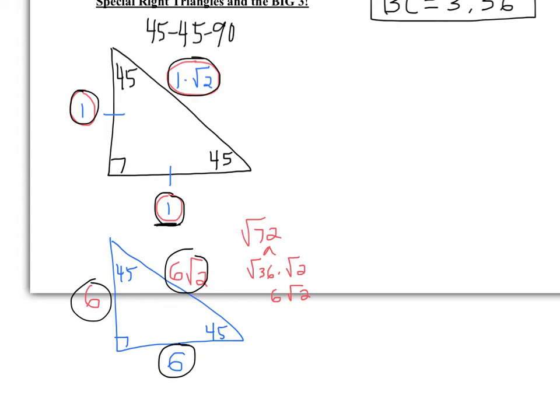So whatever number you see as your leg is the number that you have in front of a radical 2. So notice the 6, and then 6 radical 2. Okay? So when you have a 45, 45, 90, your sides are in a ratio of 1 to 1 to 1 radical 2. Okay? The next one is a 30, 60, 90 special right triangle.